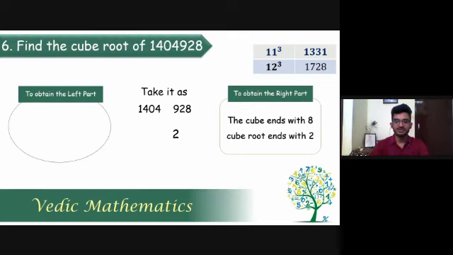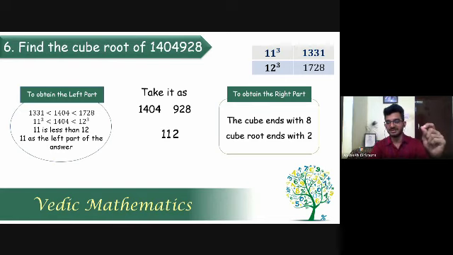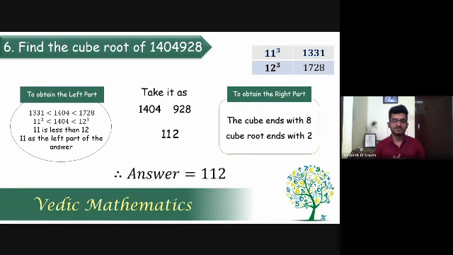So 1404, and it's evident it's more than 10. So you just have to find 11 cube and 12 cube. 1404 is lying in between 1331 and 1728, which is 11 cube and 12 cube. And 11 cube is smaller, 11 is smaller, in other words. So 11 will be the left part of the answer. And 2 you have already got as the right part of the answer. So the cube root of 1404928, you get it as 112.